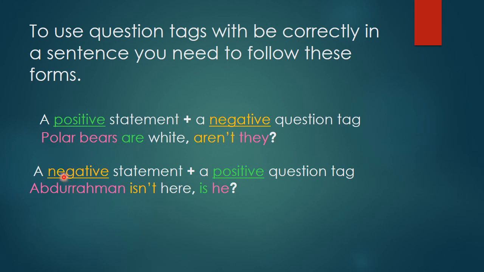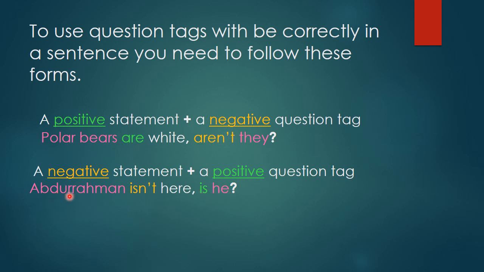So the second part is almost the same, but it's just the opposite. A negative statement, then comes a positive question tag. The information that I am most sure about is that Abdurrahman isn't here. I think that Abdurrahman isn't here, but I am not 100% sure. So I want to have a confirmation about it. So, is he? I'm asking.